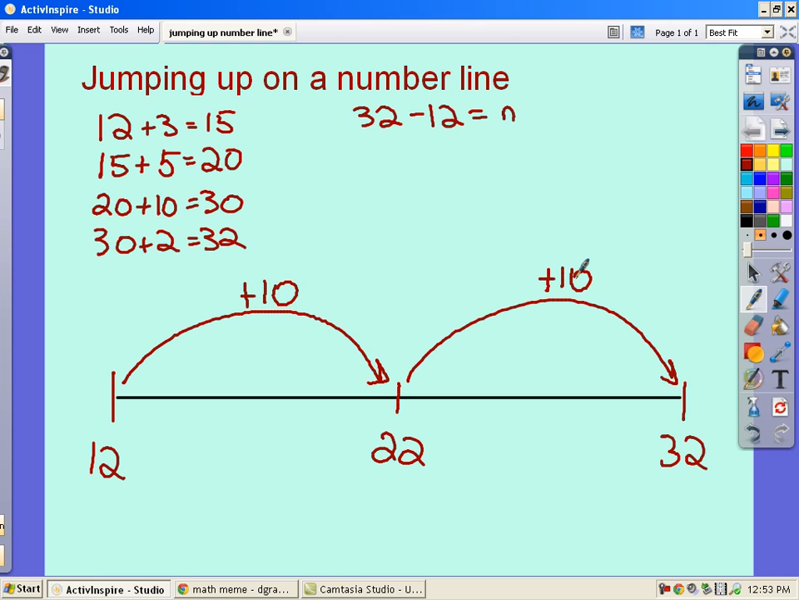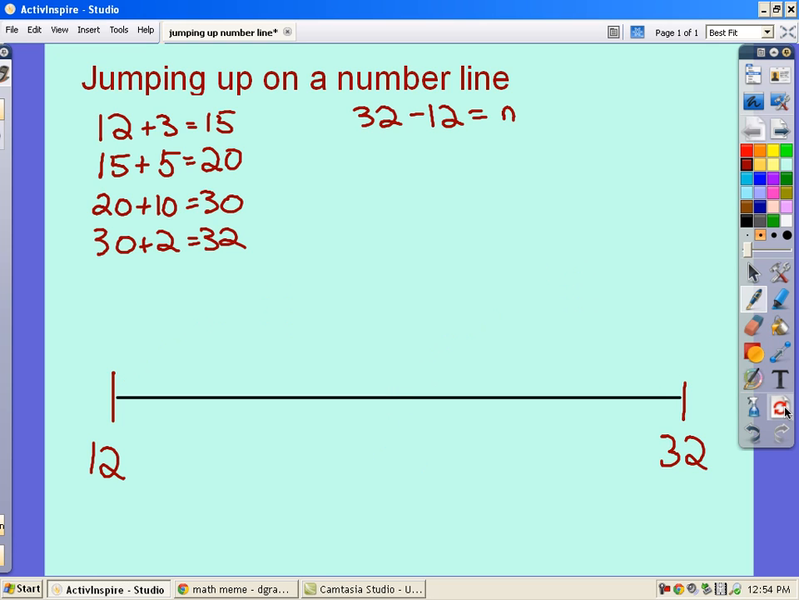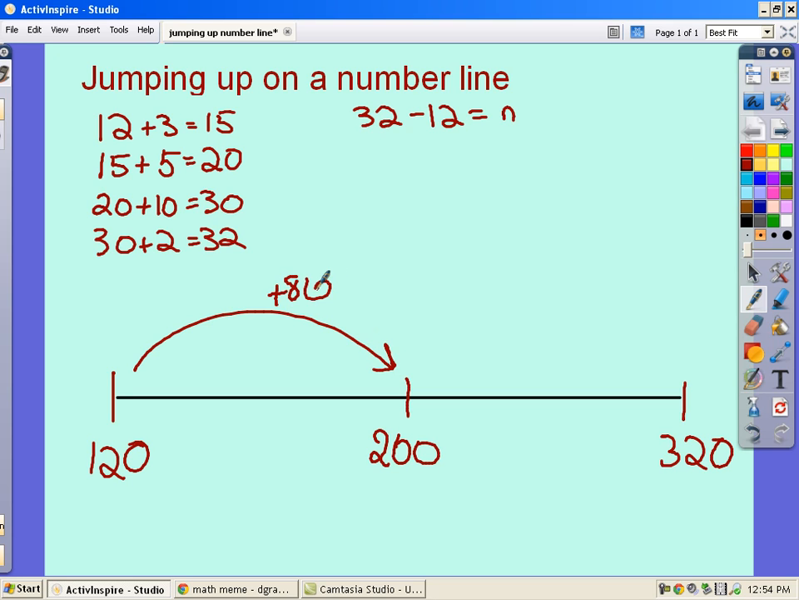This sort of mental reasoning for older children can help them solve something like 120 away from 320. So an older child might say, oh, in my head, 120 is 80 away from 200. And then I'm going to add another 120 to get to 320 from 200. Altogether, that's a jump of 200. Hope that helps.